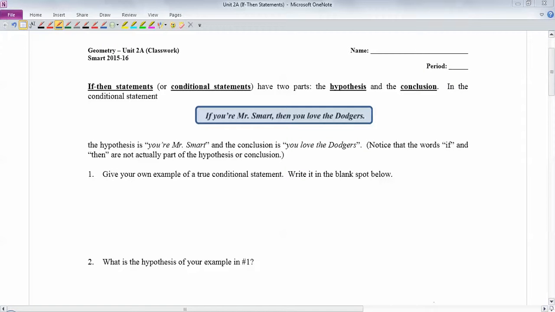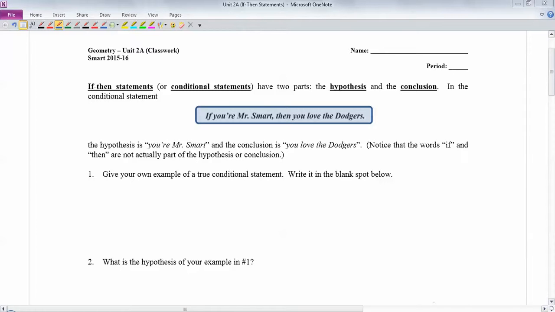Okay, so this video is going to be an intro to Unit 2, which is basically just Chapter 2 in your book, if you're using your textbook. And so the main thing that we're going to focus on for the first lesson here is something called if-then or conditional statements. And every conditional statement has two parts, the hypothesis and the conclusion.